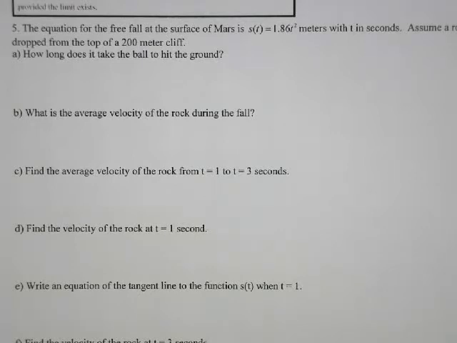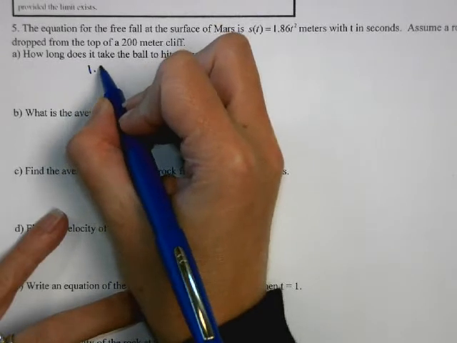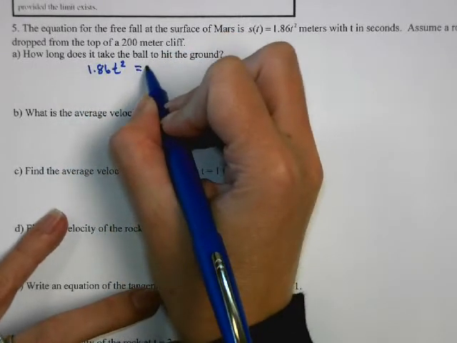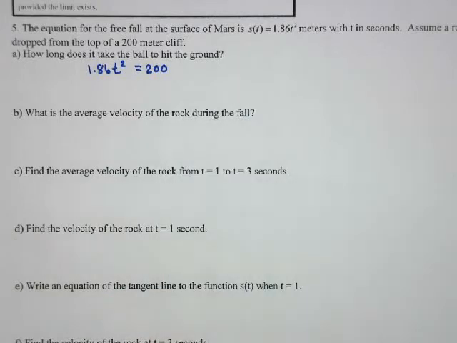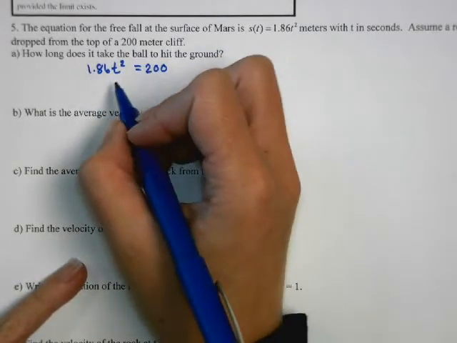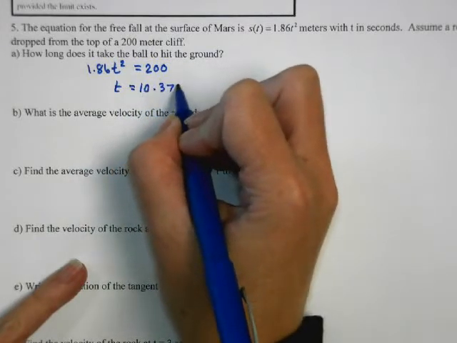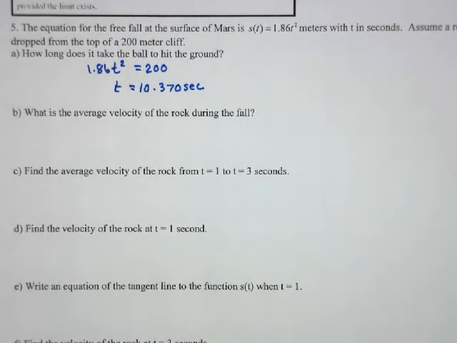So the equation for free fall at the distance of Mars is s of t equals 1.86 t squared meters, and we're going from a 200 meter cliff. So how long does it take for the ball to hit the ground? We're going to look at how long it takes 1.86 t squared to go a distance of 200. So if I divide 200 by 1.86 and then take the square root, we get a time of about 10.370 seconds.